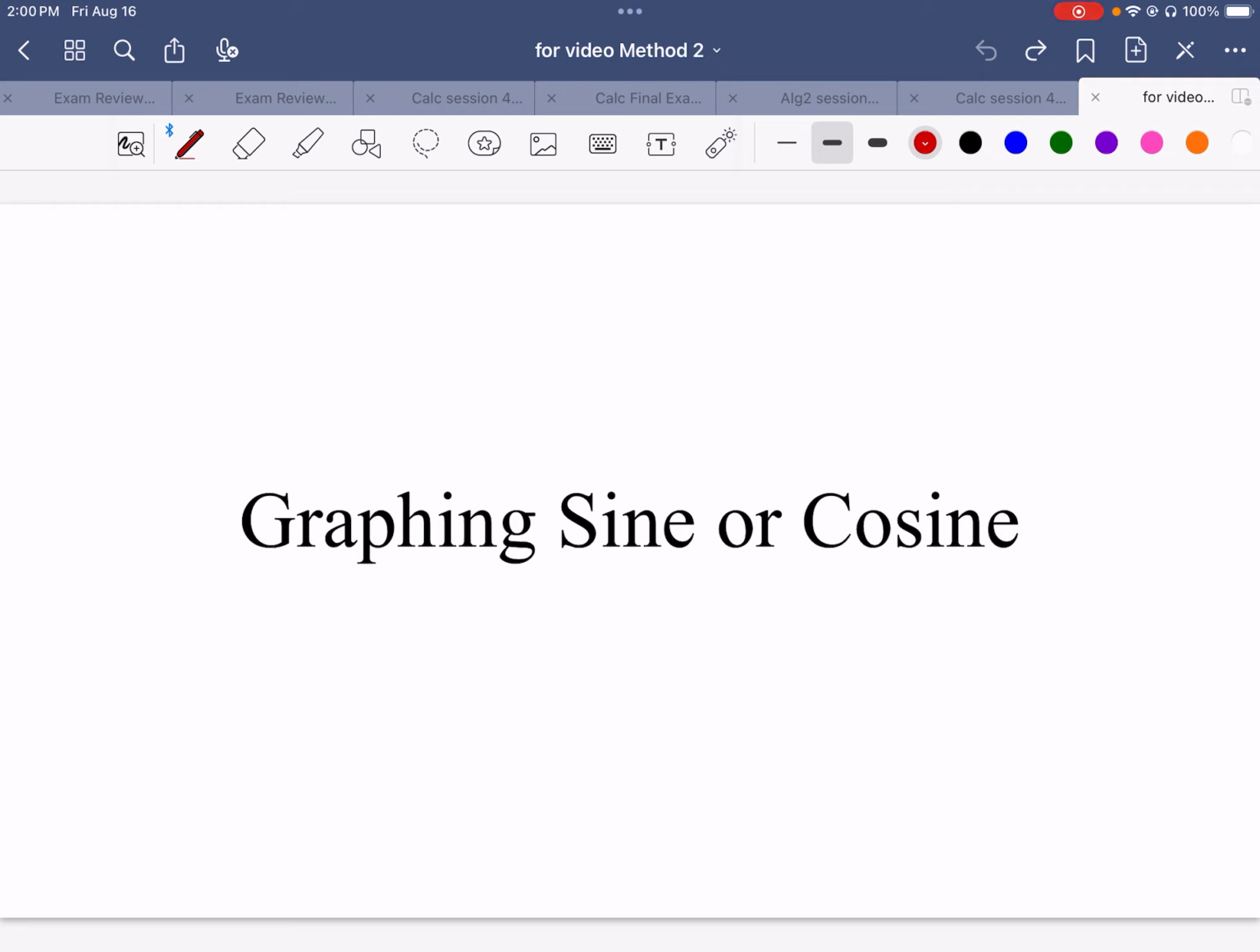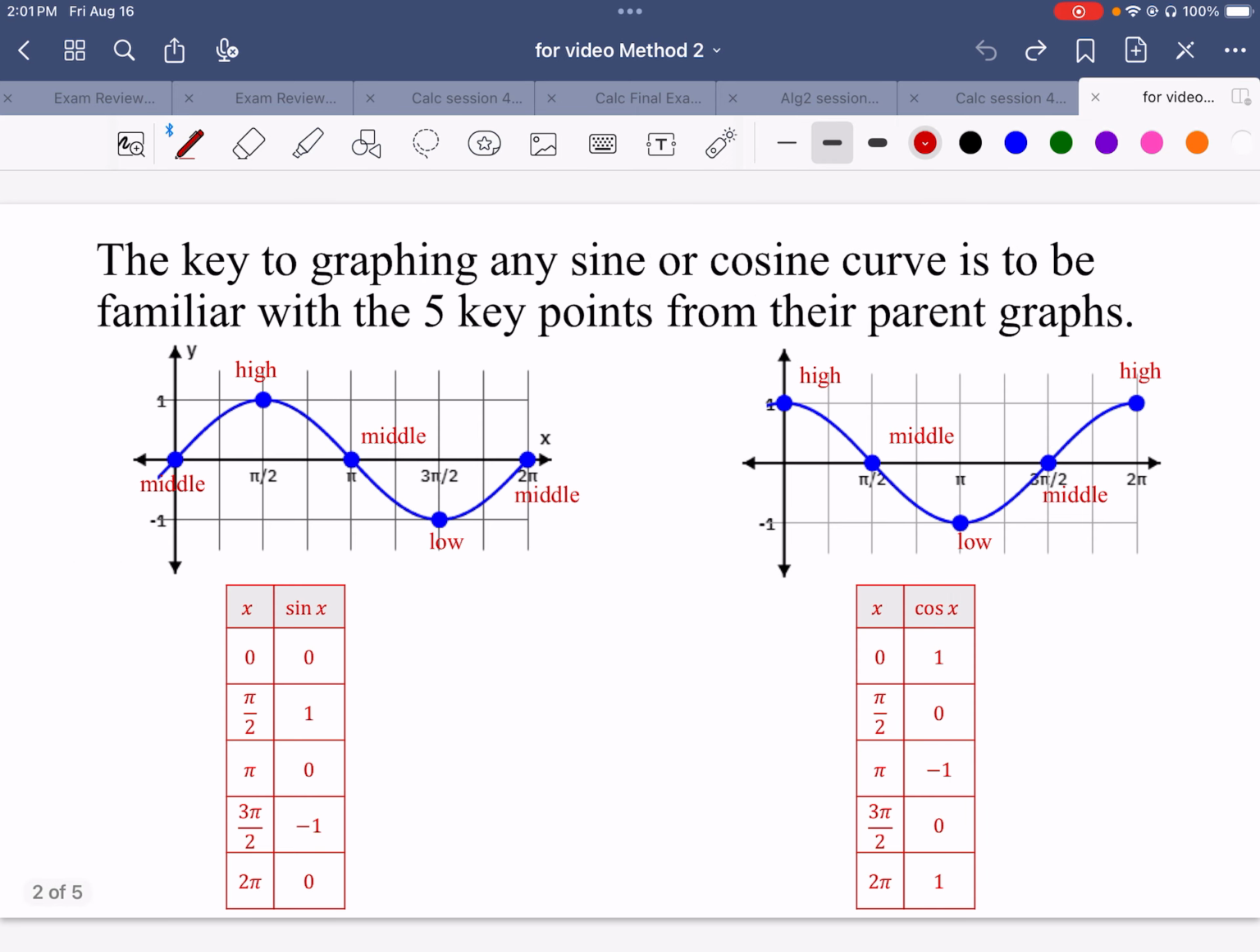Hello and welcome. I'm going to teach you a technique for teaching graphing sine or cosine. What's great about this technique is that it works for any type of function, not just a trig function. So first of all, your students should be familiar with graphing any sine or cosine curve.